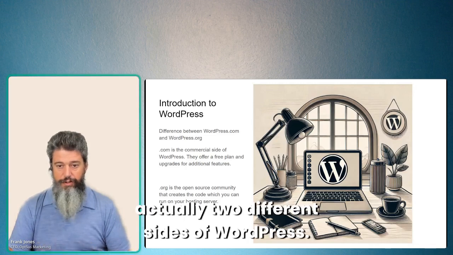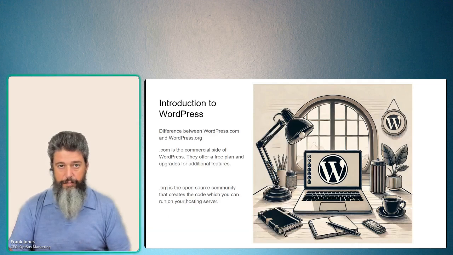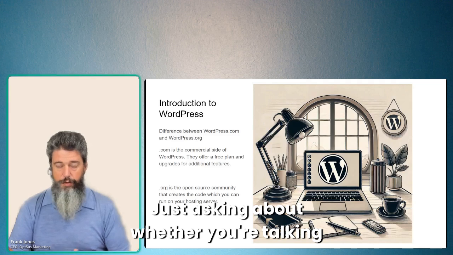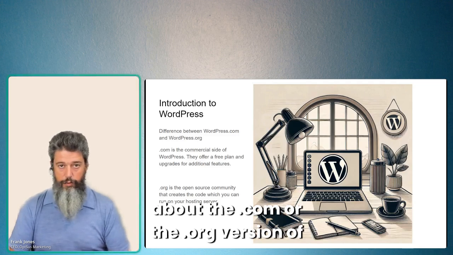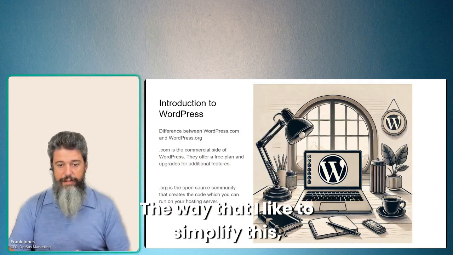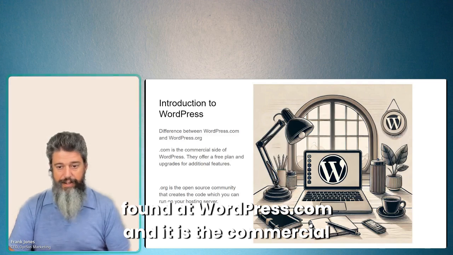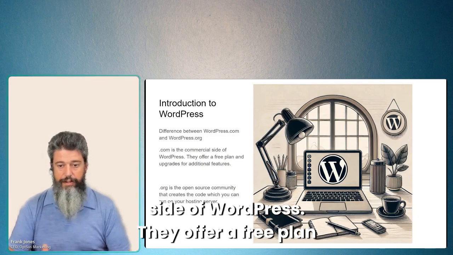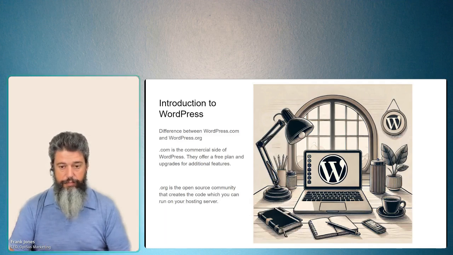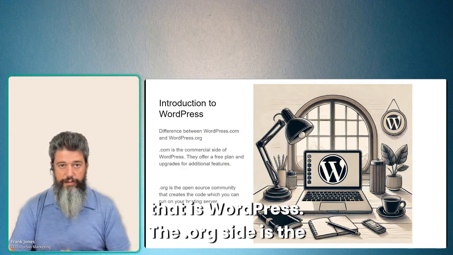There's actually two different sides of WordPress. This is referred to as WordPress.com and WordPress.org, or the shortened version, just asking whether you're talking about the .com or the .org version of WordPress. The way that I like to simplify this, the .com version, found at WordPress.com, is the commercial side of WordPress. They offer a free plan and upgrades for additional features. This is the for-profit side of the business that is WordPress.